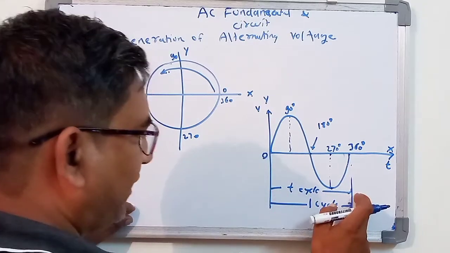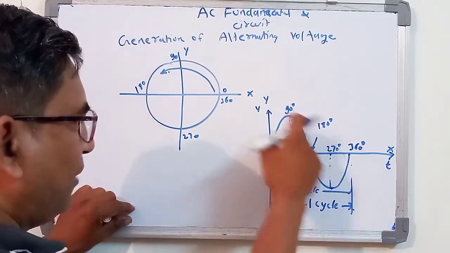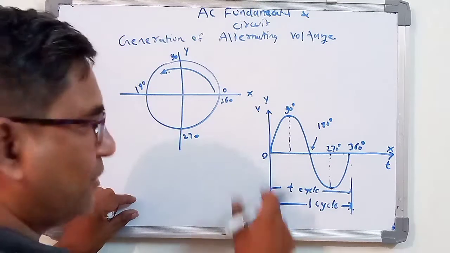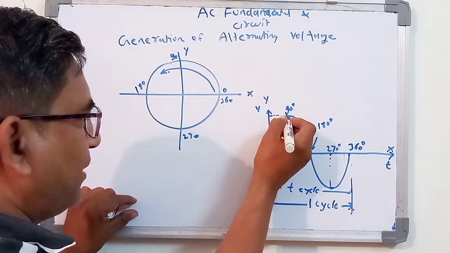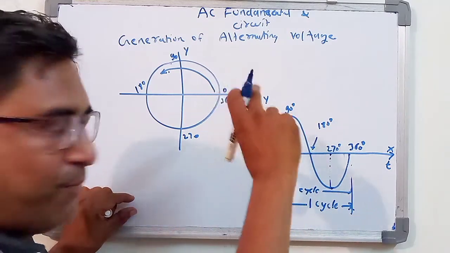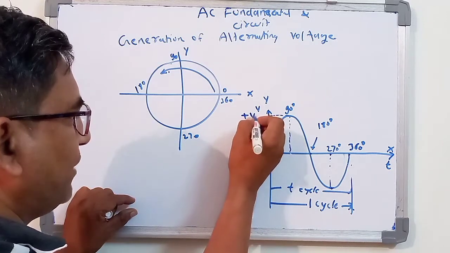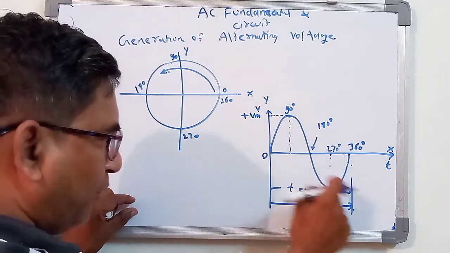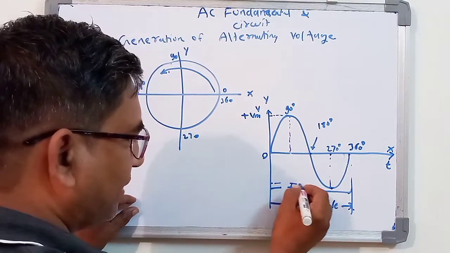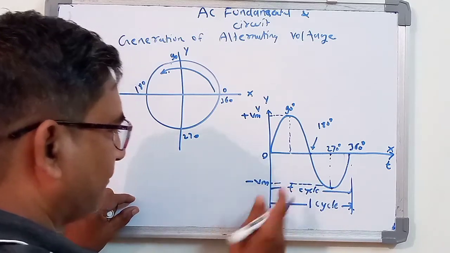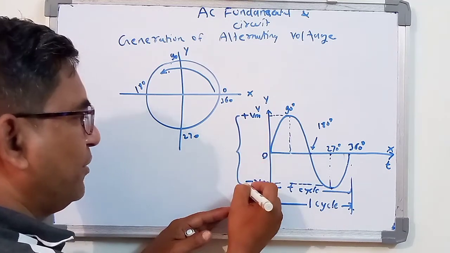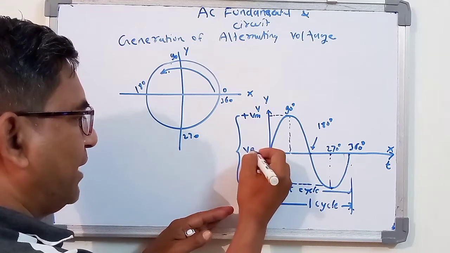When one complete cycle has been given, on the y-axis we measure the value of voltage. Here the upper side, the positive half portion, is indicated with plus Vm, and the lower portion, the negative side, is indicated with minus Vm. If we combine the positive and the negative, it gives the value VPP.